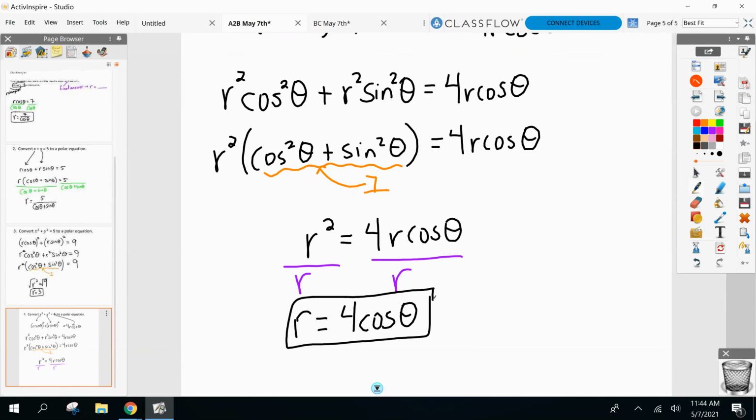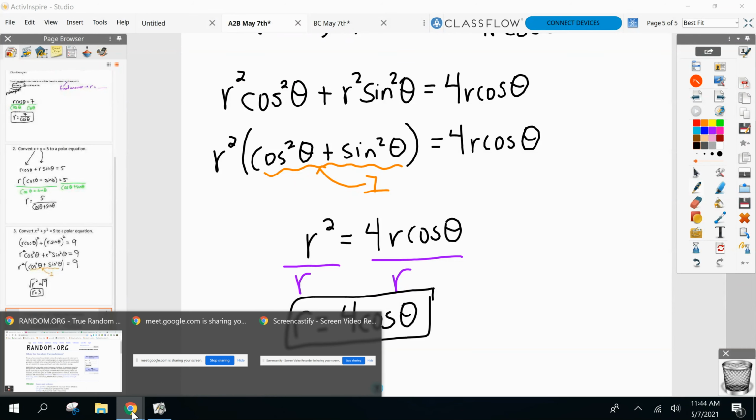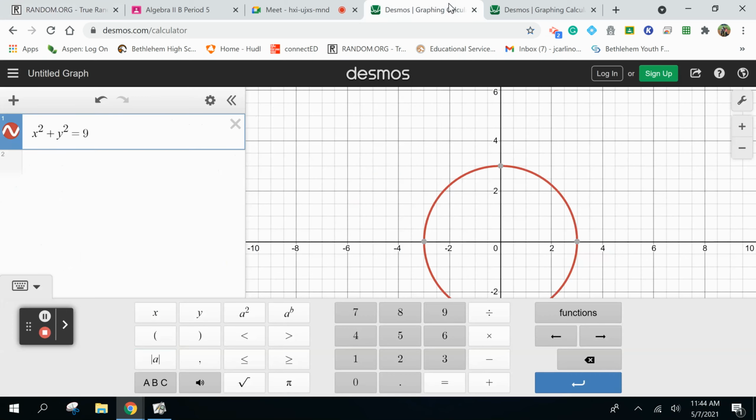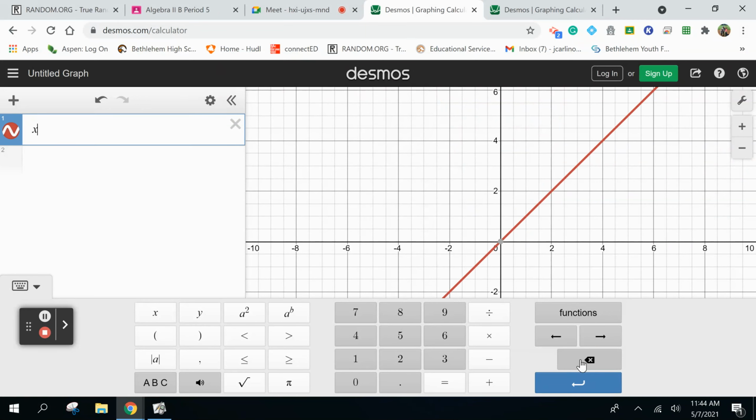Do they look the same? Let's go back. Use this on Monday, please. If you're home, use this on Monday to check.